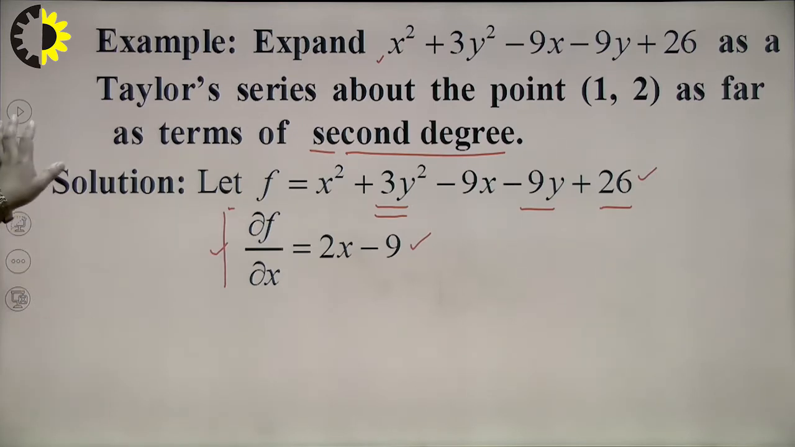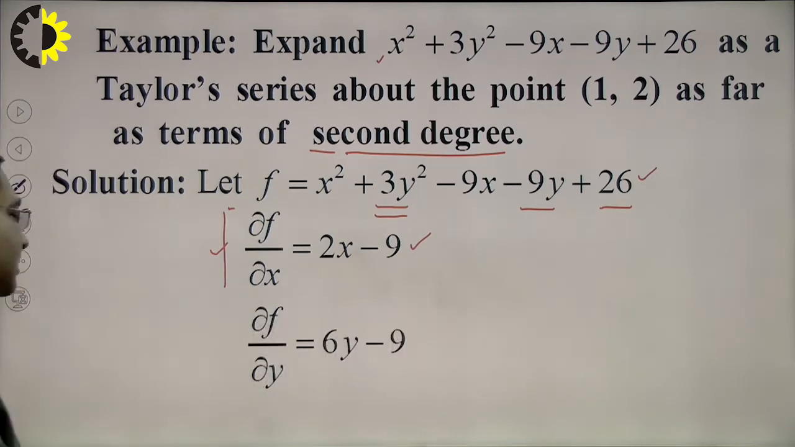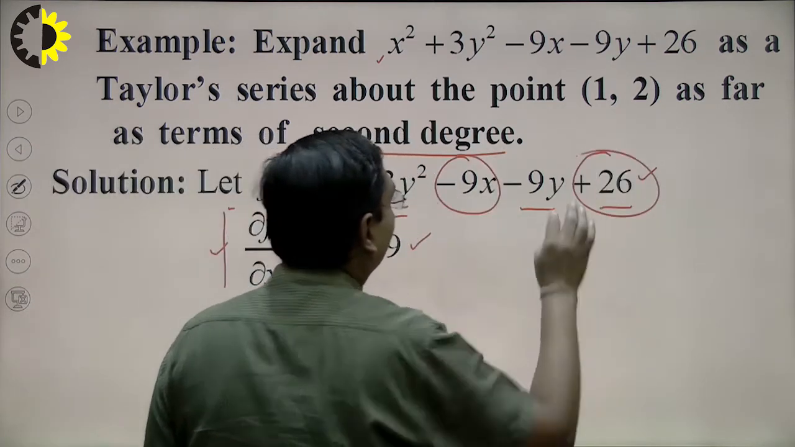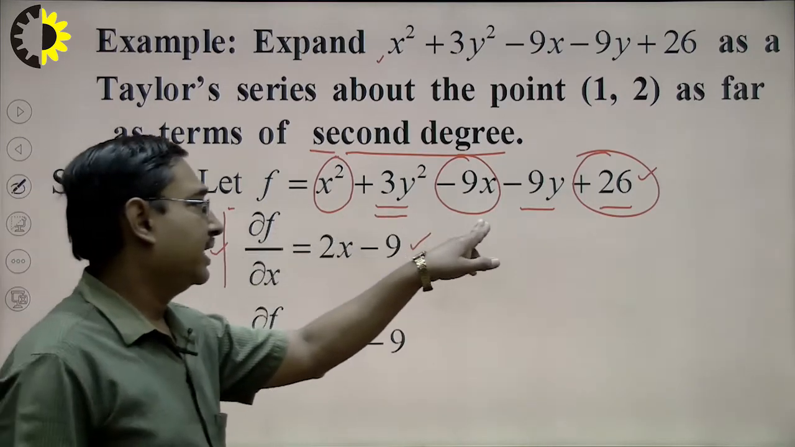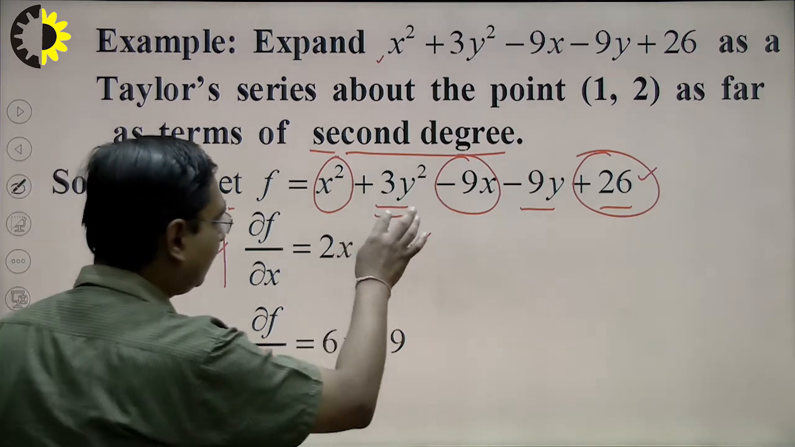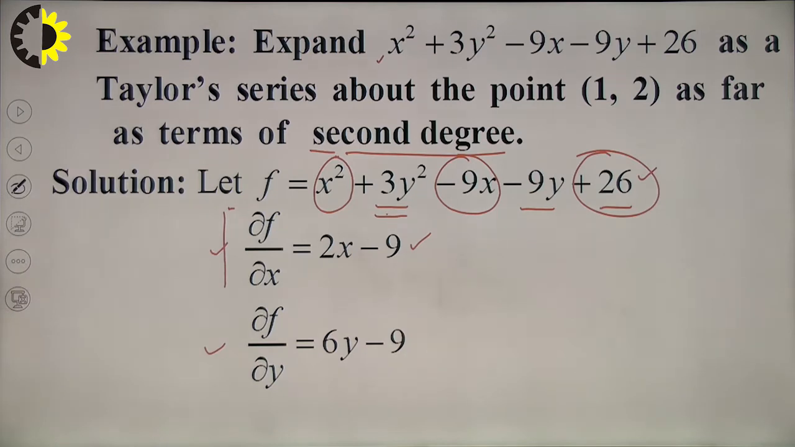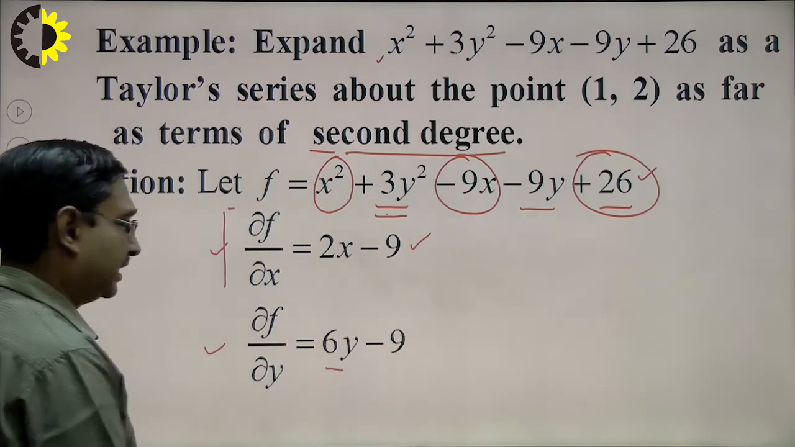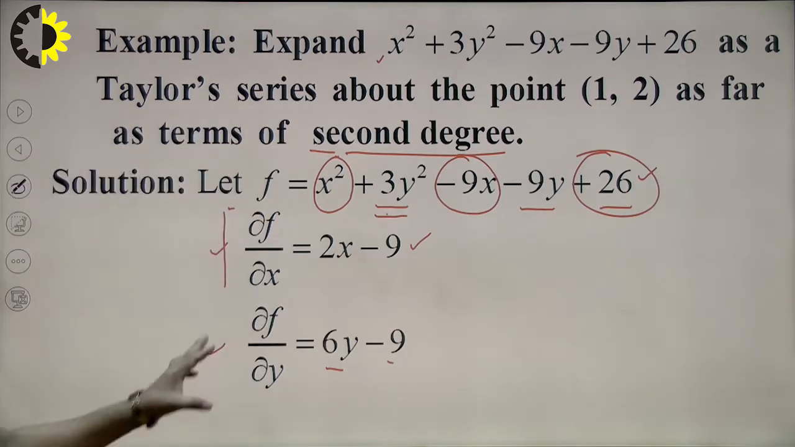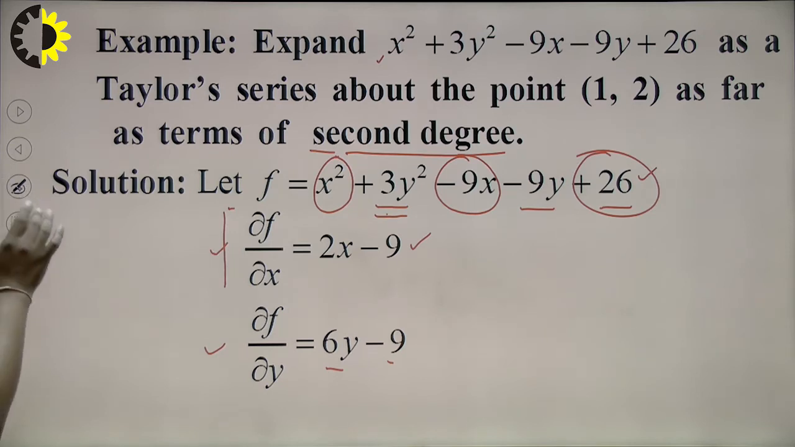Now, we calculate the next first order derivative, which is del f upon del y. When I calculate del f upon del y, x will be treated as constant, and therefore all these terms, x square minus 9x plus 26, will be constant. So, their derivatives will be 0. This 3y square, when differentiated partially with respect to y, will give 6y. This minus 9y will give minus 9, and it is the value of del f upon del y.